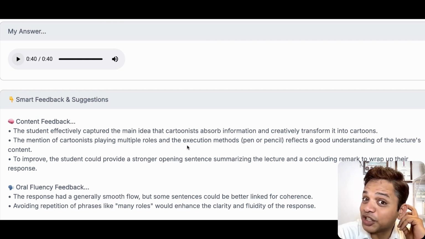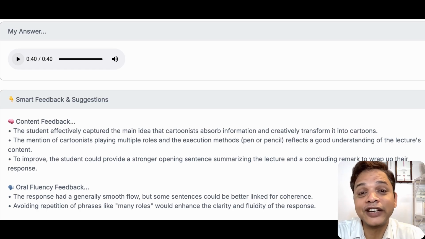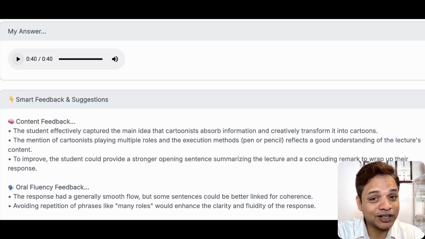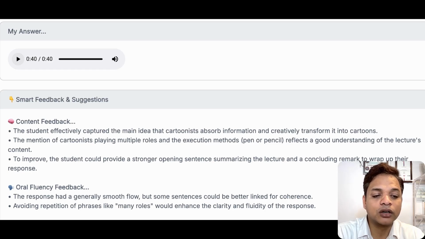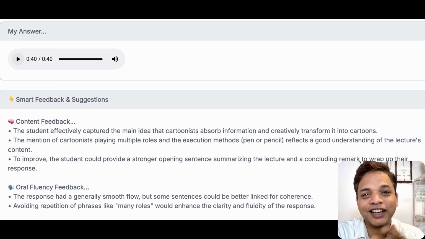So it is appreciating, but it also gives some feedback for improvement, because there is always scope for improvement. To improve, the student could provide a stronger opening sentence summarizing the lecture and a concluding remark to wrap up the response. The conclusion should have been better. That's what it says, which I can take for the next question onward. The student can improve. Correct.